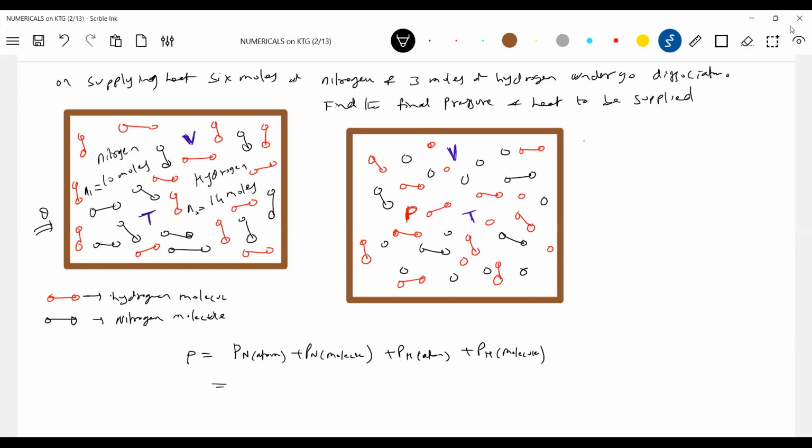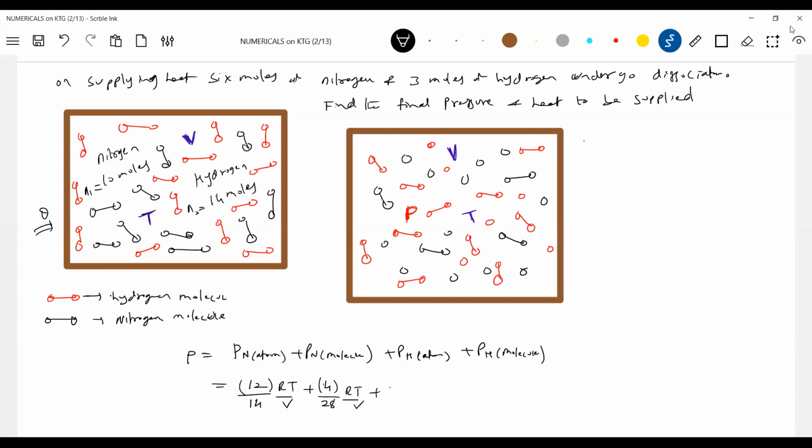Let's see the pressure due to nitrogen atom. How many moles of nitrogen atoms are there? 6 moles became 12, right? So 12. For the nitrogen atom, what is the molecular mass? 14, shall we write? RT by V. How many nitrogen molecules will be left over? 4 will be left over. So 4 into 28 RT by V.